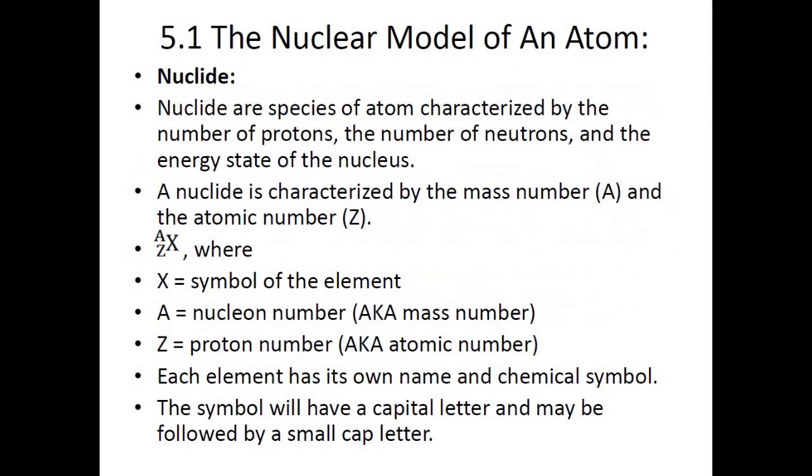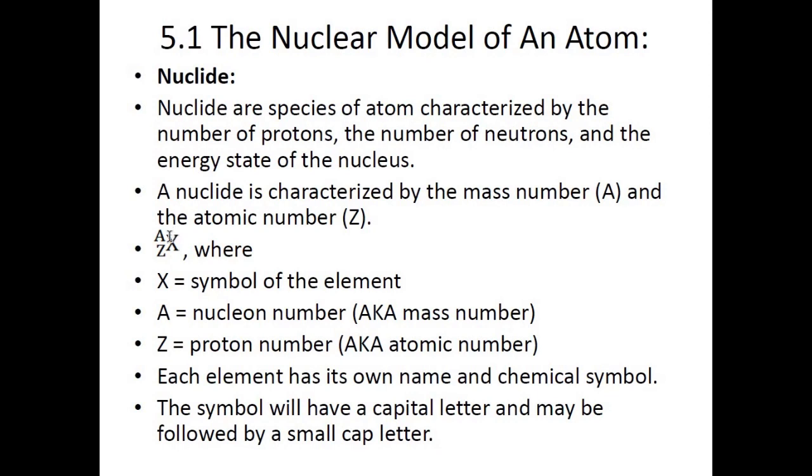Nuclide. Nuclides are species of an atom characterized by the number of protons, the number of neutrons, and the energy state of the nucleus. A nuclide is characterized by the mass number and the atomic number. Basically, this is one way of writing the information about a specific atom or element, where you write the chemical symbol like this.